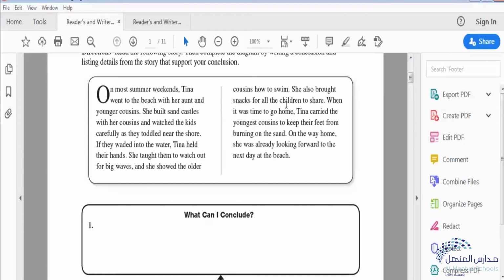But what do I already know from the story? We already know that little kids need to be watched. And another thing that I know is that beaches can be dangerous for young children. When young children are taken to the beach, they need older people or elders to watch over them so that anything dangerous can't happen. So what conclusion can we make from the story? We can make a conclusion that Tina is very caring and responsible.